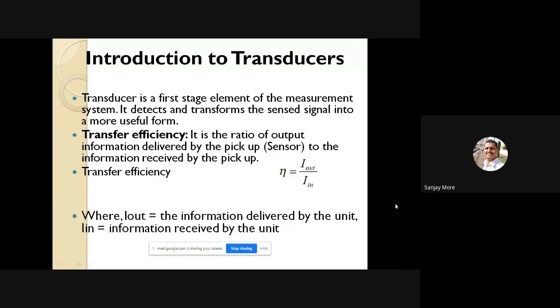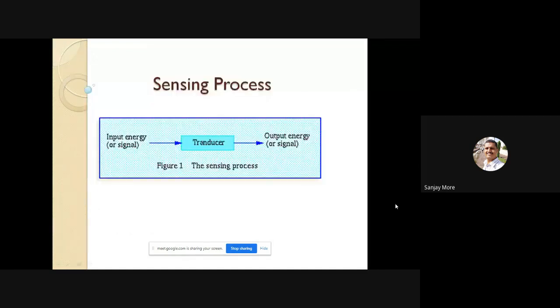So what does the transducer do? Only at the first stage it detects, it senses, and this detected value is transferred to the next form. So transfer efficiency means it is the ratio of output information delivered by the pickup sensor to the information received by the pickup. So the efficiency of transducer means I output divided by I input.